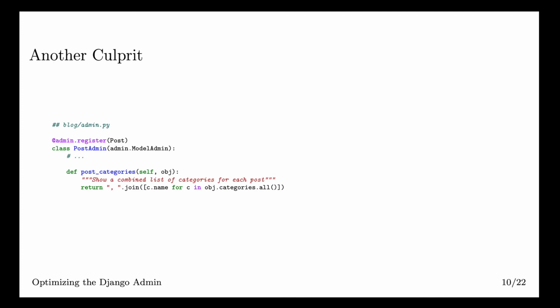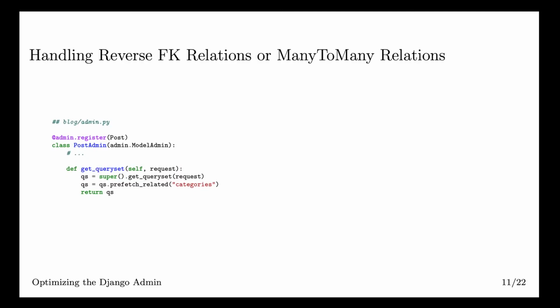Another culprit, and this is pretty similar but not exactly the same, is where we're showing the list of categories for each blog post. Similar to showing the authors, this resulted in another 100 database queries. For each blog, it asks for the categories for that specific blog to display them. However, this one isn't fixed in exactly the same way, since it is a many-to-many field instead of a foreign key. Sometimes many-to-many fields are also called reverse foreign keys because you have a reverse foreign key from an intermediate table. How we handle this is similar but a little bit different.